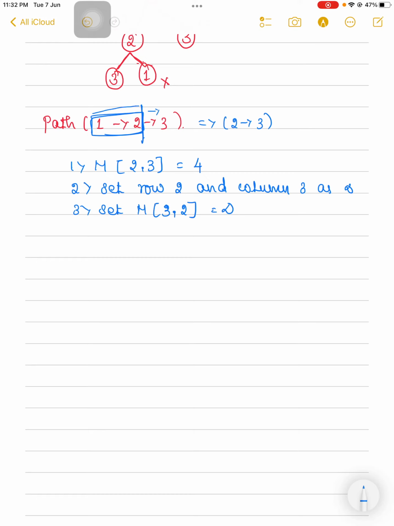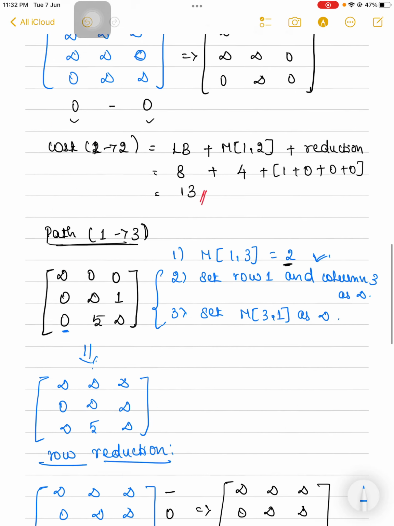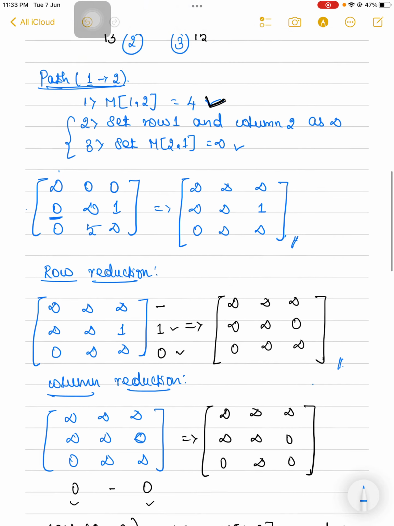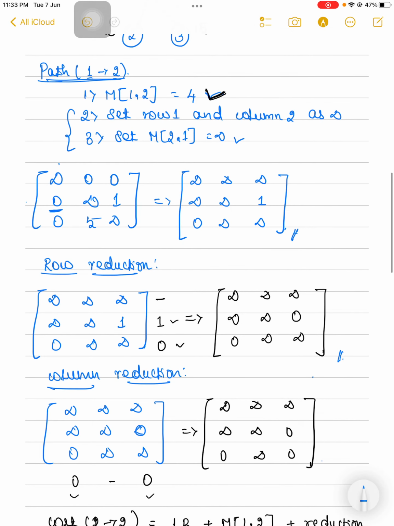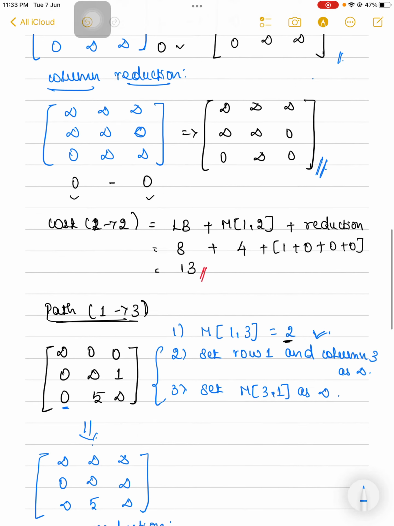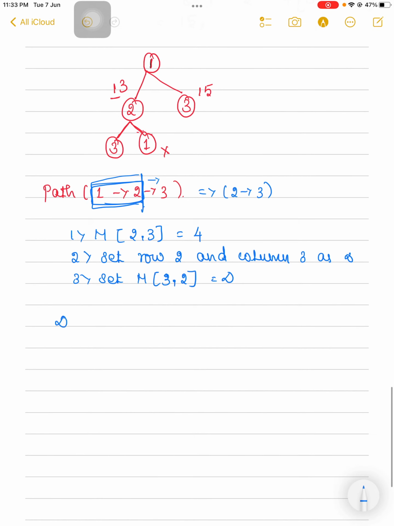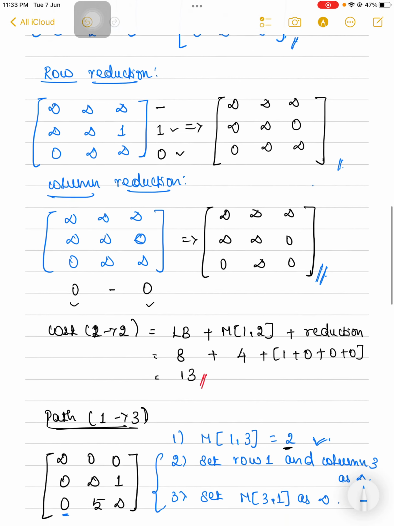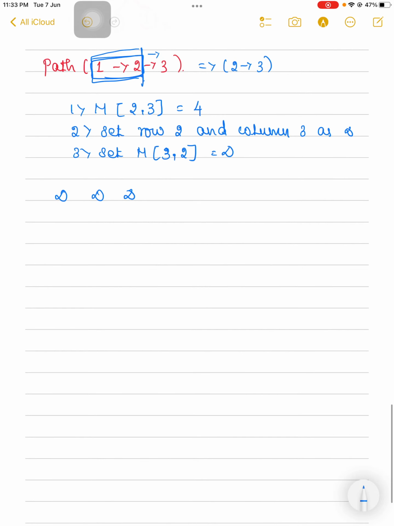So take the reduced matrix of 1 to 2. Go to the step of path 1 to 2. Where is the reduced matrix? After performing the row reduction as well as the column reduction, this is the reduced matrix we got under path 1 to 2. We are supposed to use this reduced matrix only here. So the first row is infinity, infinity, infinity, the second row is infinity, infinity, 0, and the third row is 0, infinity, 0.